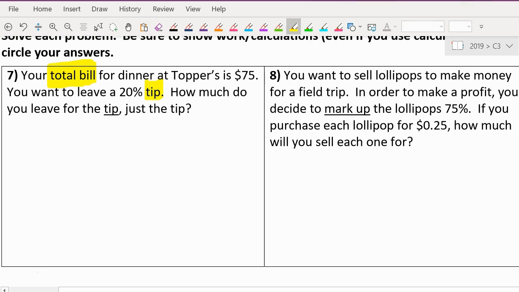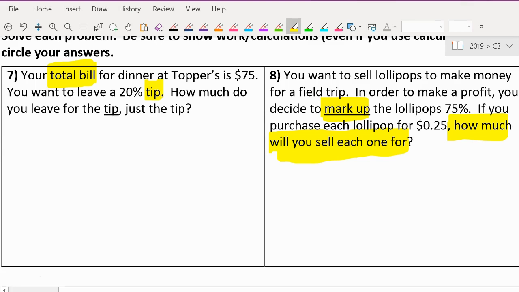Okay, what about number 8? Markup. Now, are they asking for the total after the markup or just the markup? Just the markup. No, how much will you sell it for? So that's the total. How much will you sell is the total. Yeah, total bill would be like how much it costs plus the tip. But it says just the tip. We're only supposed to do the tip. Oh, you're right.